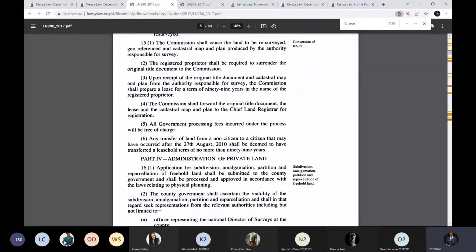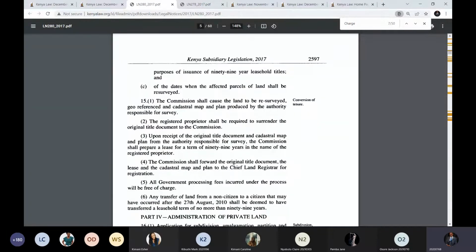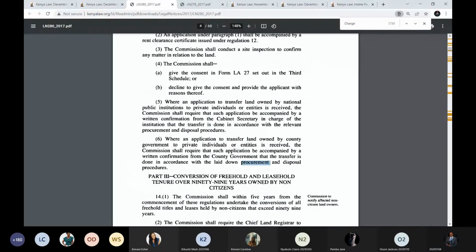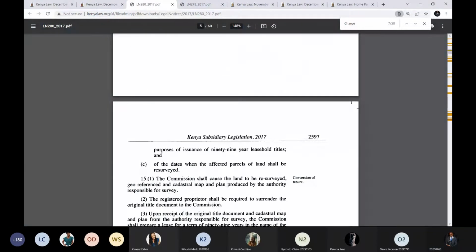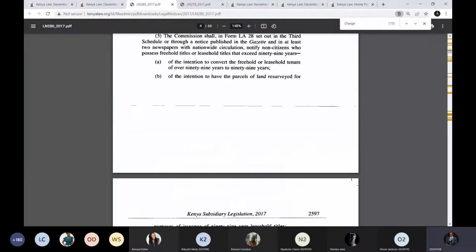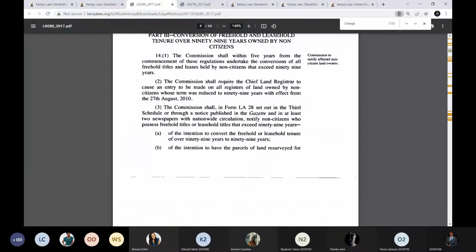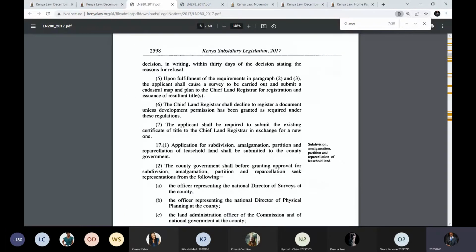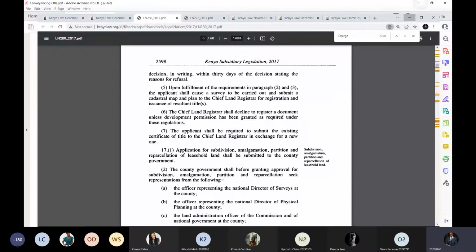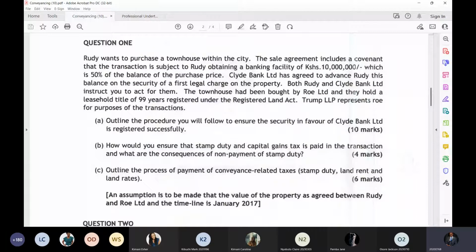You've heard of these things to do with land rent and land rates. So there's land rent. To whom is land rent payable? Just go check legal notice number 288. It's very short, I think 10, 11 pages, and you'll be done. If we get time to do another paper, we will go into those nitty-gritties. So, do we proceed to the next question?